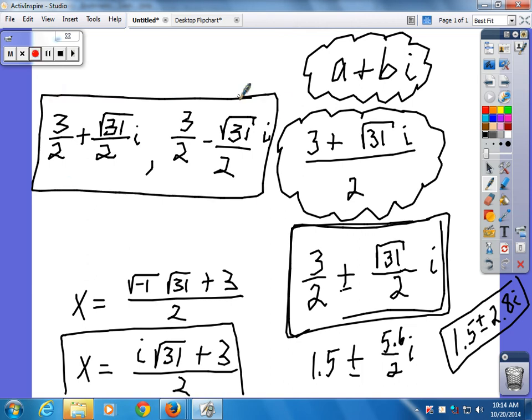Do we put the i out over to the 2 side, or 31i over 2? Put the square root of 31 over 2 and then put the i to the side, because they want the i to the side. Did that work? Just a minute.